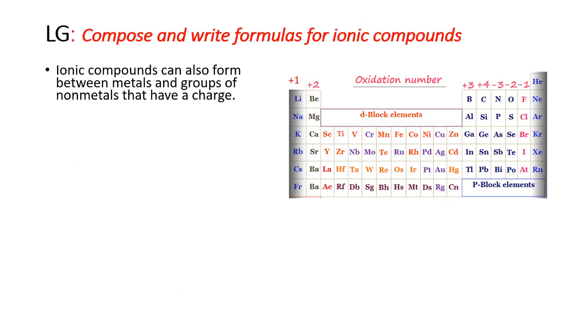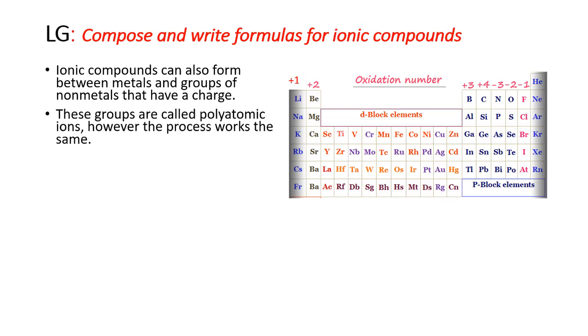All right, ionic compounds can also form between metals and groups of nonmetals that have a charge. This is 2 or more atoms that come together, but it's not zeroed out. There's going to be some kind of an ion charge to it. These groups are called polyatomic ions. The process, however, works the same, whether it's a polyatomic ion or just 2 binary ions.